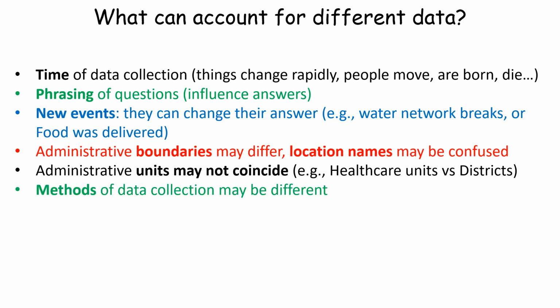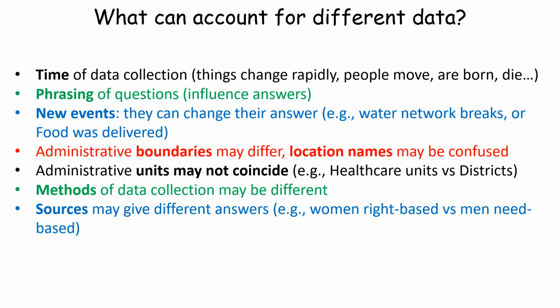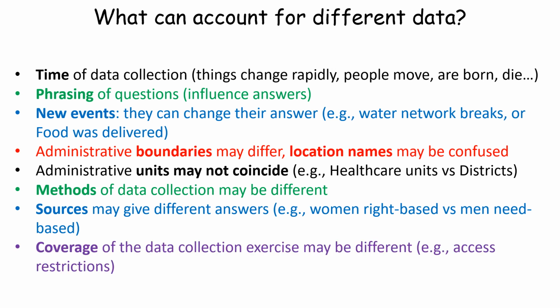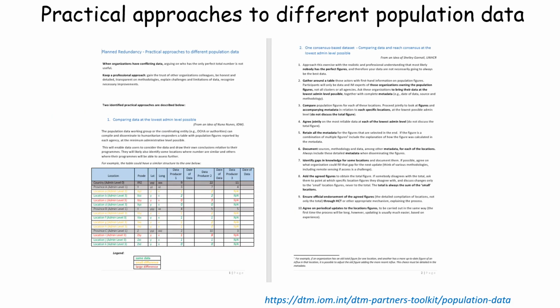Methods of data collection may be different. Sources may be giving different answers. Men versus women may give different answers. Coverage of the data collection exercise may be different due to access restrictions, for example, that were not in place a month ago. How to solve this? Well, there are some practical approaches to different data, including different population data. Some suggestions are available on the DTM and Partners toolkit.